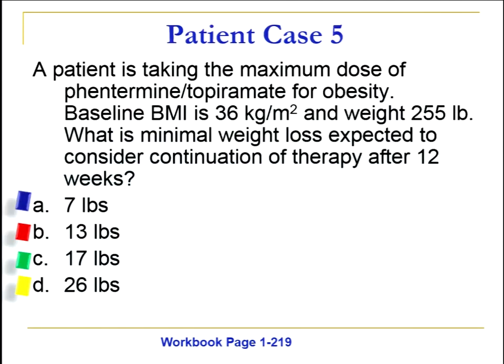So, patient case 5. You're asking me where 3 and 4 went? They're in your workbook. Patient on a maximum daily dose of phentermine topiramate for obesity. Their baseline BMI was 36. Their baseline weight was 255. And the question is, what is the minimal weight loss expected to consider continuation of therapy after 12 weeks? These agents are notorious for a lot of different side effects, and if they're not going to be useful, you don't want to use them any longer.